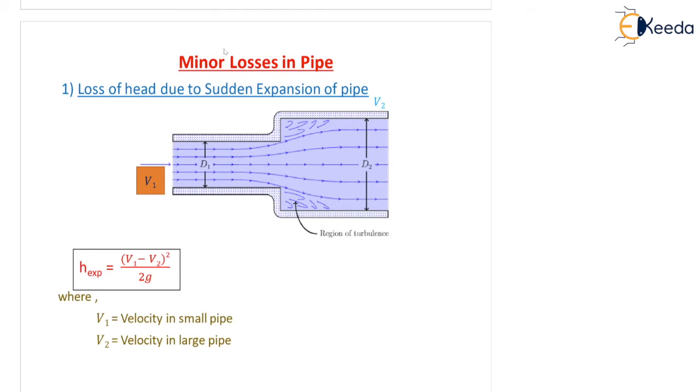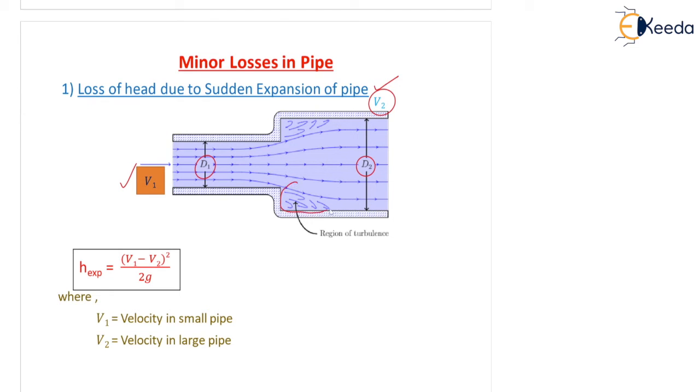Minor losses in pipe, you can see the first one, loss of head due to sudden expansion of pipe. So the diagram is given very clear here. Initially the diameter was D1. After expansion, the diameter increases to D2. Correct? And at this section, the velocity is V1 at the entry part, and at the exit, the velocity is V2 here. So D1, V1 and D2, V2 are the corresponding diameter and velocity at sections 1 and 2.